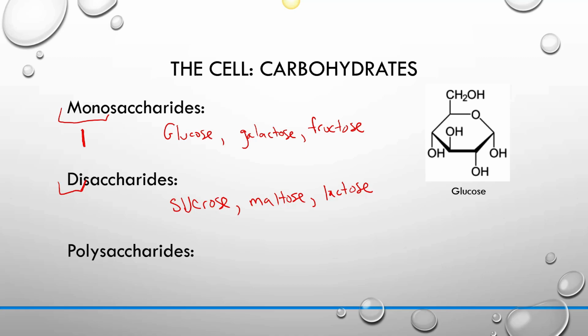Now polysaccharides, poly means many. So polysaccharide contains many monosaccharides or many building blocks. Examples of polysaccharides include glycogen, which you would predominantly find in animals. Our muscles store sugar as glycogen. Glycogen is kind of the basis of liver storage of glucose as well. And then we have starch. And starch is going to be the polysaccharide that's found in plant material.